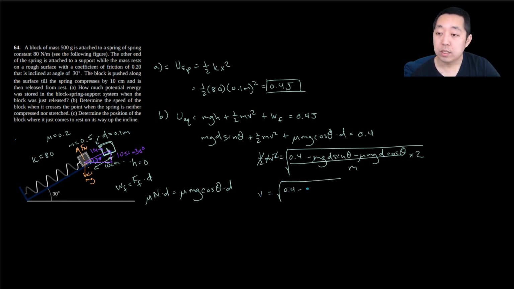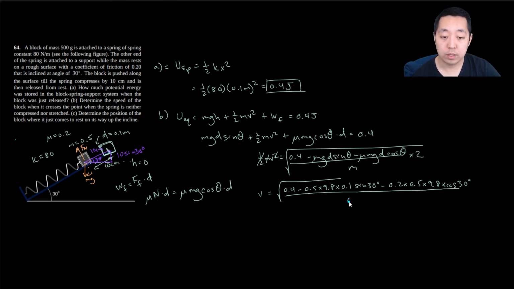0.4 minus 0.5 times 9.8 times 0.1 sine 30 degrees minus mu is 0.2, 0.5, 9.8 times cosine 30 degrees, divided by 0.5, and then all of that times 2. Okay, so this is what I'll put in my calculator.